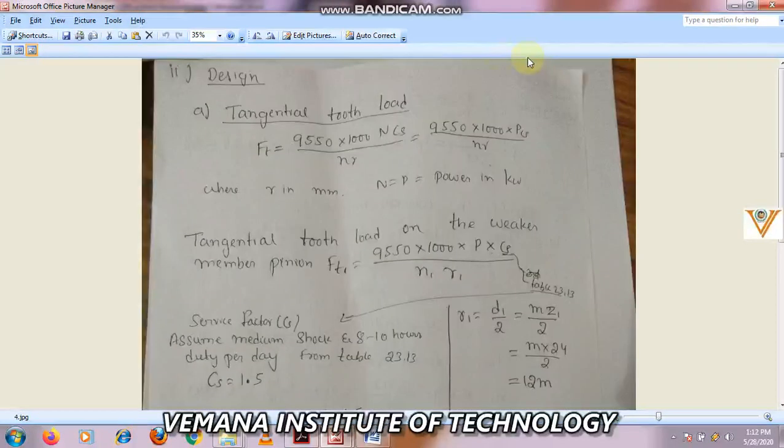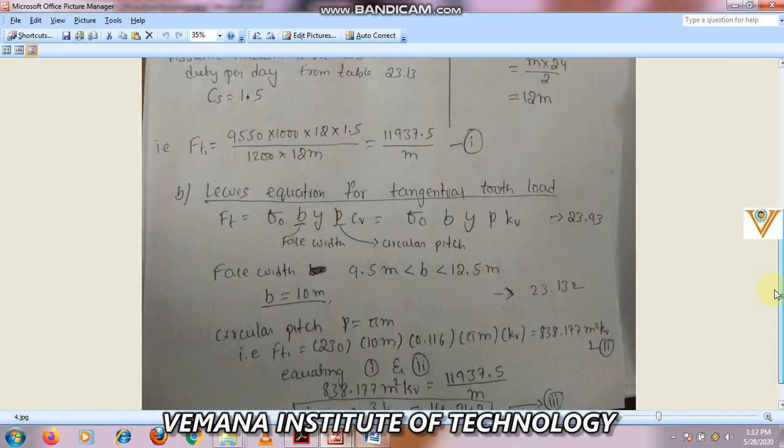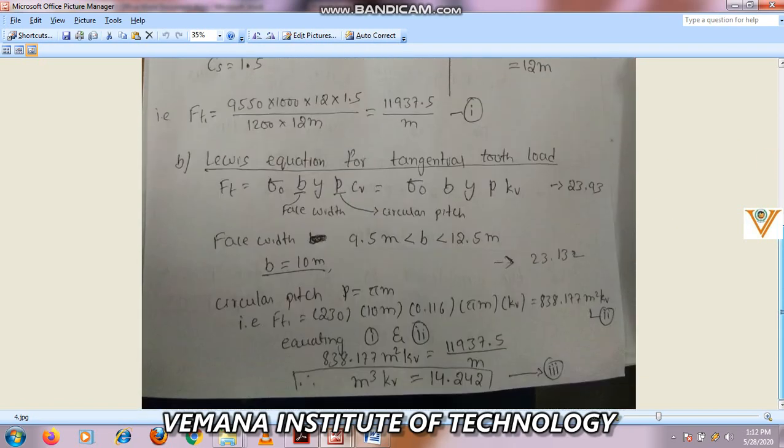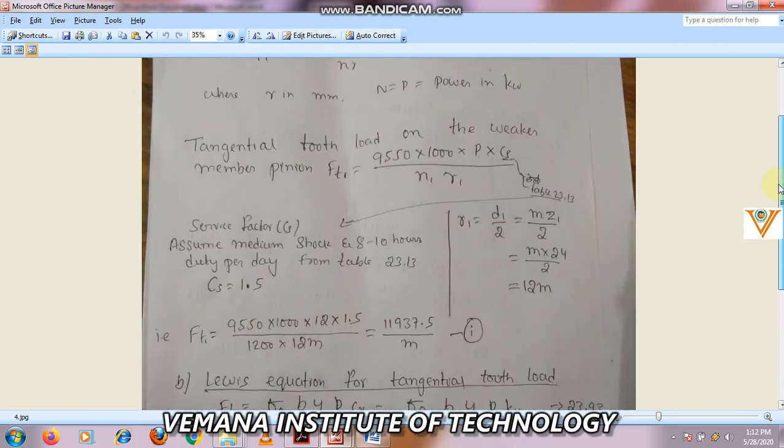Here, guys, come to the design of the spur gear, the second step. In design we have two different tangential tooth load equations. One is the general tangential tooth load equation, and the second is Lewis's equation for tangential tooth load. From both equations, you won't get a perfectly round number for the tangential tooth load FT. You get the values in terms of module. So let's see step by step.